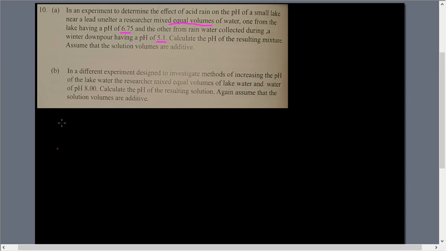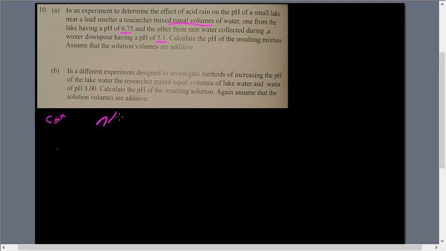Well, we need to really find for ourselves the concentration of H plus ions, and to do that we need to look at the two pHs. So once we've got the concentration, we can figure the number of ions, and we can find the final concentration by dividing by the final volume. So let's have a look.